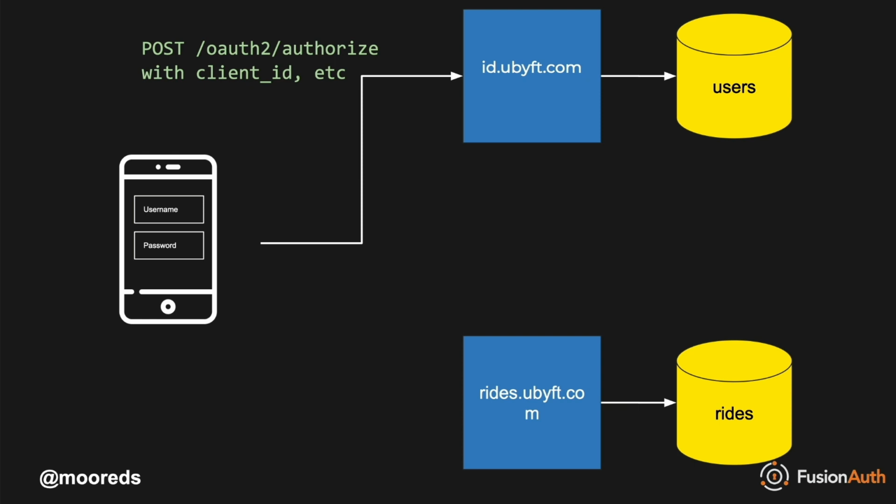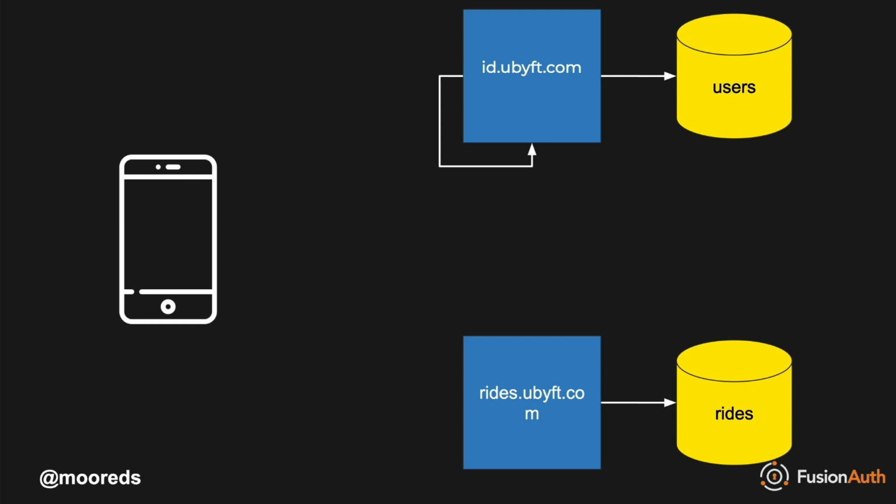But in this case, it's a username and password, so we're going to post the username and password credentials and then all those other things that were part of the authorized request. The identity server is going to authenticate the user, and again, we don't care how that happens, whether there's additional checks or checks for impossible travel or MFA required or whatever. It's going to take care of that.